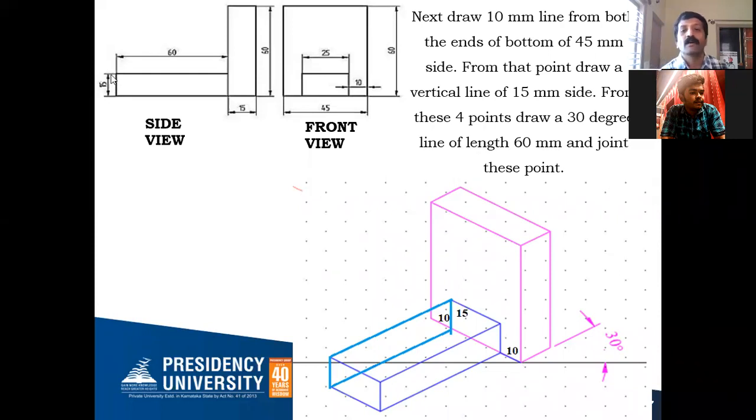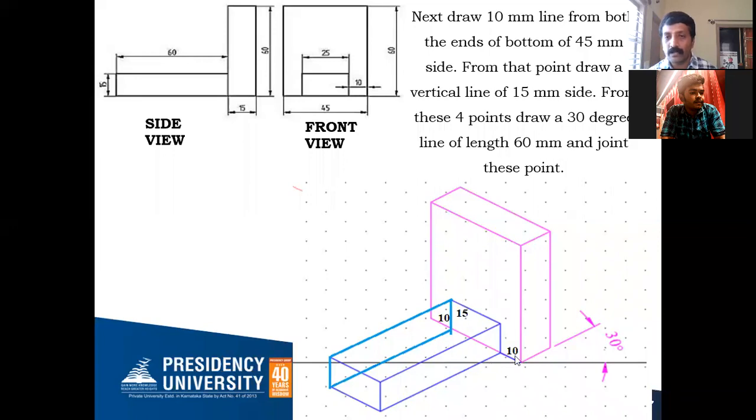How much? 15. Now from this point 10 millimeter what you have taken, and from here 10 millimeter what you have taken, you take height of 15 millimeter, isometric height of 15 millimeter, draw a vertical line. So these two lines are drawn from this point and from this point, which is equal to isometric 15. Once you get these 2 points, join this and this point. So the attached part of this rectangle is ready. So it's a rectangular prism here also. Correct? So all of you understood this.